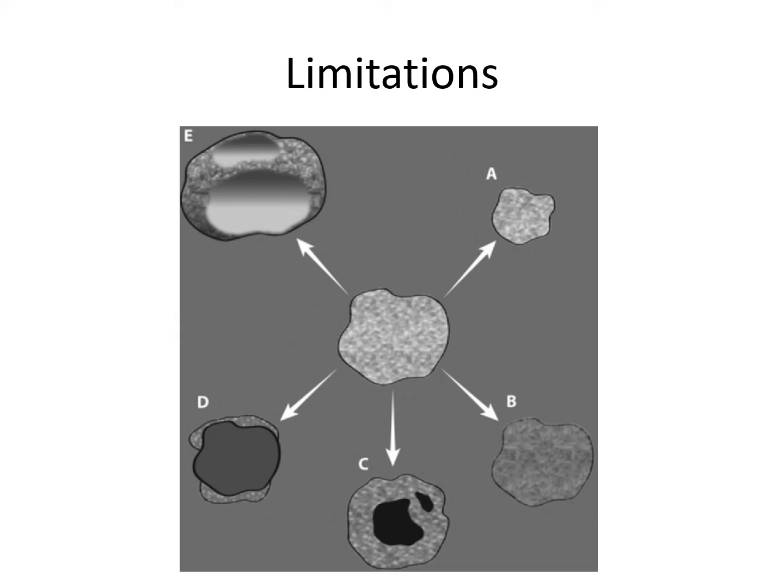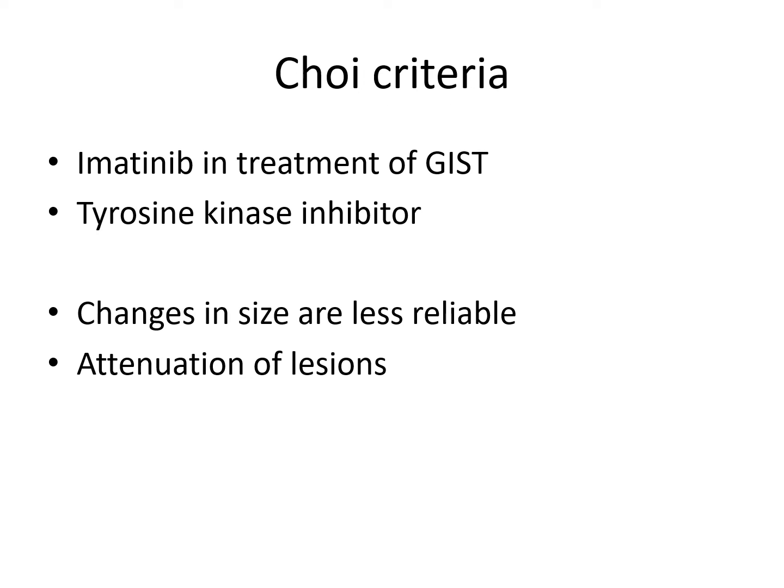So a lesion may shrink, but it may change in its appearance and its quality rather than just its size. So it may be cystic or necrotic and so on. So RECIST is obviously not perfect, but it's still useful. There are lots of other criteria, and I'll just go through them quickly. They're useful in specific situations.